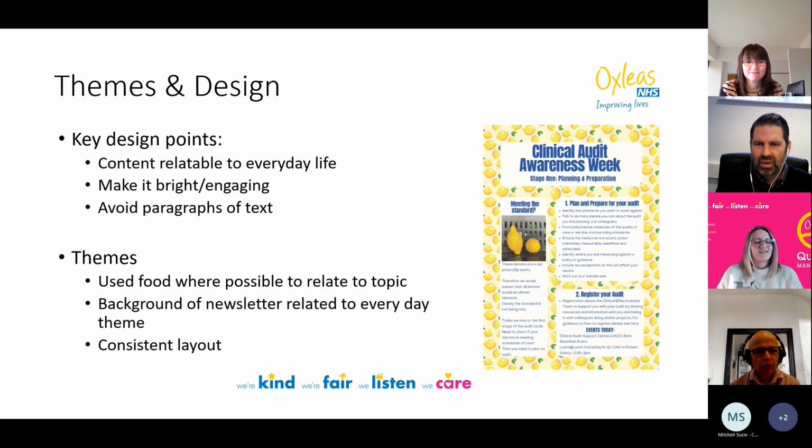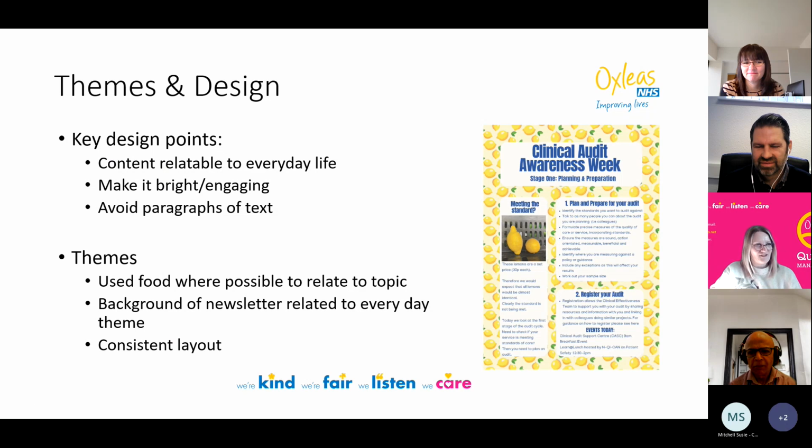So I decided to use food. I was inspired by this photo that I took in my supermarket of two different sized lemons. It got me thinking about standards, because I'm constantly thinking about audits and standards. And I thought that was a nice link in. From there, I just decided to keep it food-based throughout where I could. Sometimes it was a really tenuous link, so I had to switch it up. But that's what I decided to do.